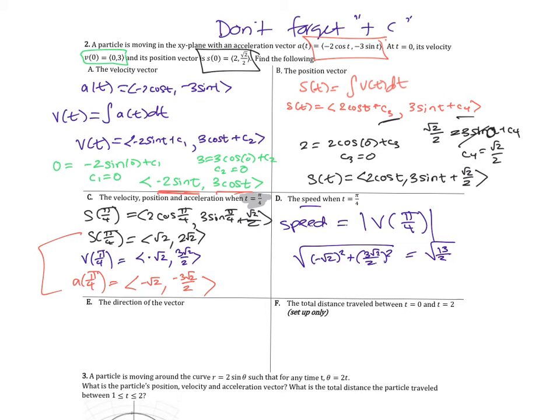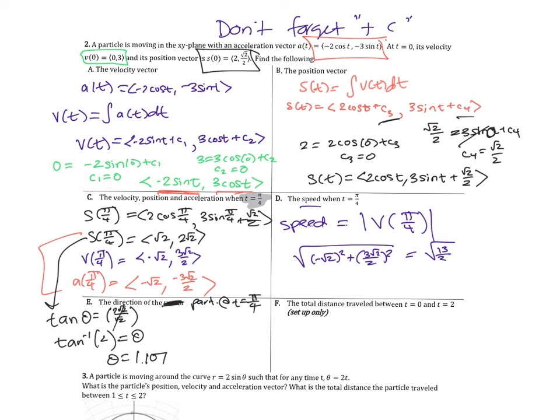The directions on E should say the direction of the particle at t equals pi over 4, which means that we should be using the position vector, and we're going to find out what theta is using the position vector at pi over 4. So tangent of theta is going to be y over x. So we're looking for when inverse tangent, or when is tangent equal to 2. That will give us our theta value. And you can use a calculator for this. This is going to give us that theta is 1.107. And this is obviously in radians.